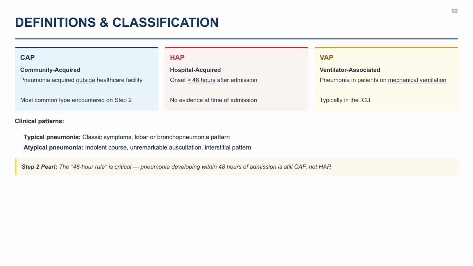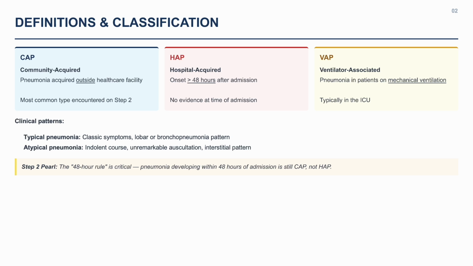Community-acquired pneumonia, or CAP, is acquired outside a healthcare facility. Hospital-acquired pneumonia, or HAP, develops more than 48 hours after admission with no evidence of disease on arrival. Ventilator-associated pneumonia, or VAP, occurs in patients on mechanical ventilation, typically in the ICU.